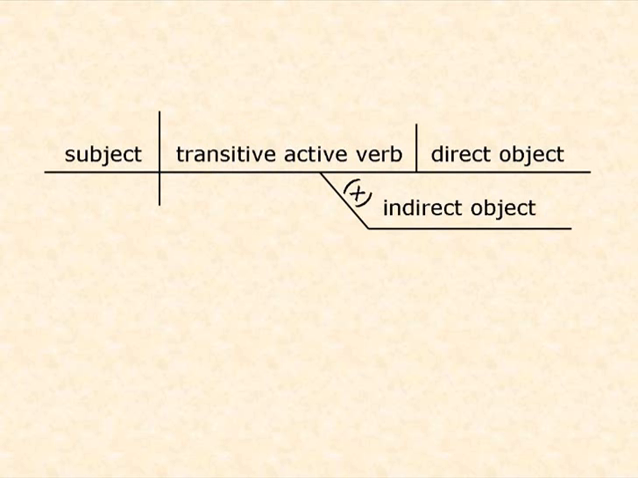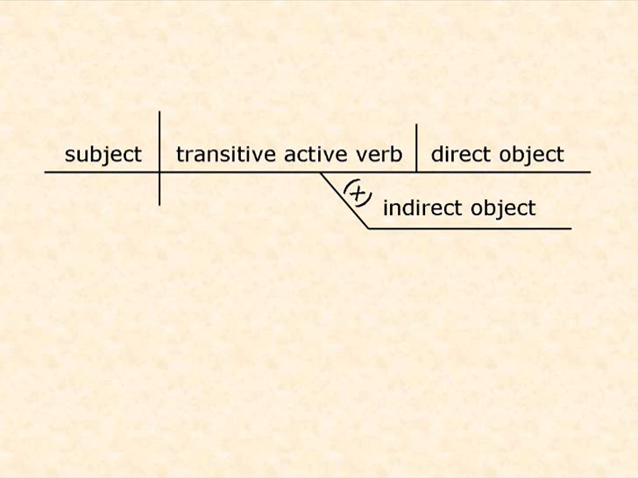As I promised, we are about ready to build phrases, but I need to say a little bit more about verbs. So far, my slides have shown intransitive complete verbs. Raise your hand if you knew that. Good job, Cathlene. This slide shows the transitive active verb, which takes a direct object and sometimes an indirect object.